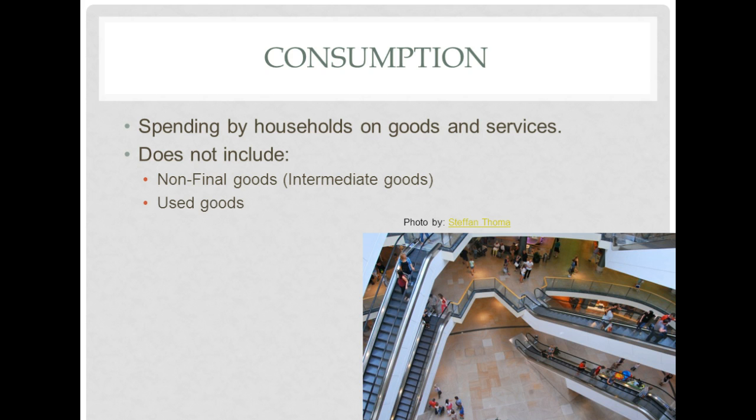And the used goods are very simply not counted because they were counted once already. They were counted in the year they were made. So if somebody buys a used car from someone else, that does not count in the GDP. Again, because that car was already counted in whatever year it was produced in originally. So we do not count used goods. And by the way, consumption is a pretty important part of the formula because it's about 70% of the GDP. Most of what we do in GDP is consumption.